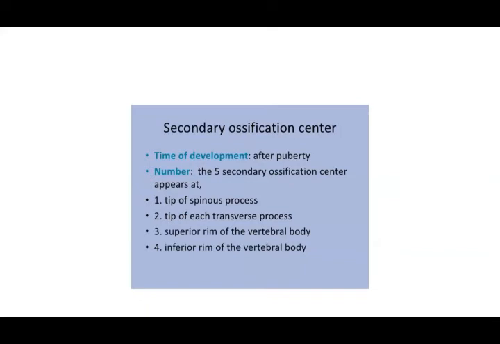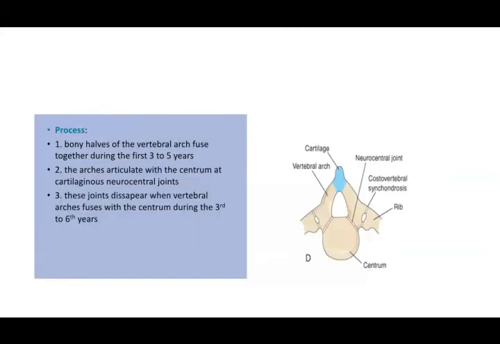Then there is the secondary. So the neural arch and the body have the primary ossification centers, two in the arch and one in the body. They are united by the neurocentral joints. You see this in these neurocentral joints. When at the age of the third to sixth year the arch unites with the body, these joints finish off.